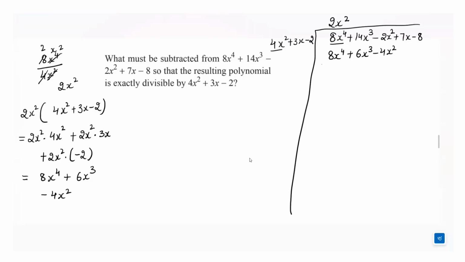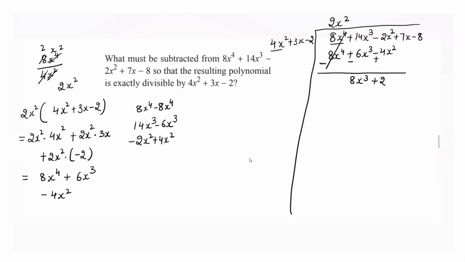Now we have to change the sign. If it is plus, we'll change it to minus. If it is minus, we will change it to plus, and then we will solve it. So it's basically 8x raised to power 4 minus 8x raised to power 4. So it is 0. We will cancel it out. Then it is 14x raised to power 3 minus 6x raised to power 3, which is equal to 8x raised to power 3. Then it is minus 2x squared plus 4x squared, which is equal to plus 2x squared.